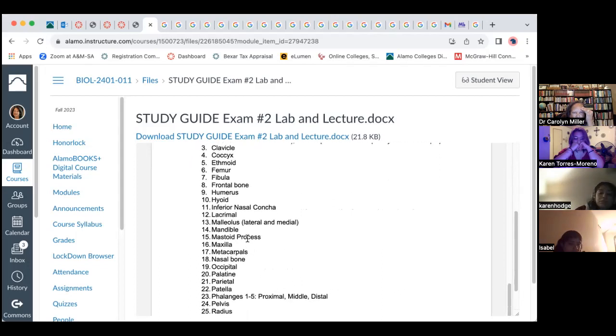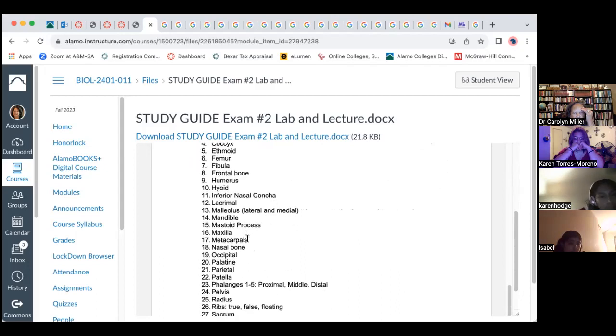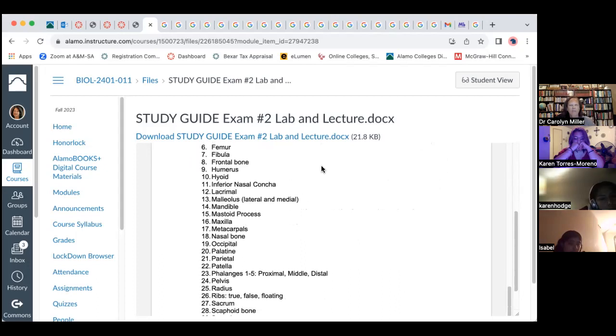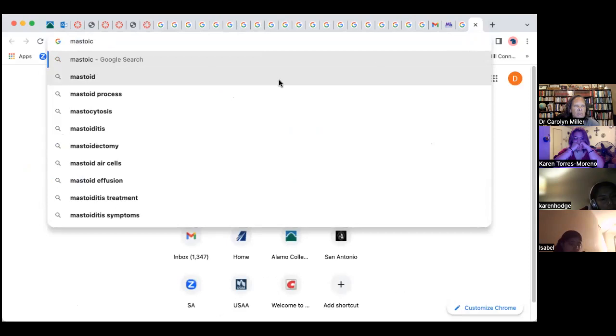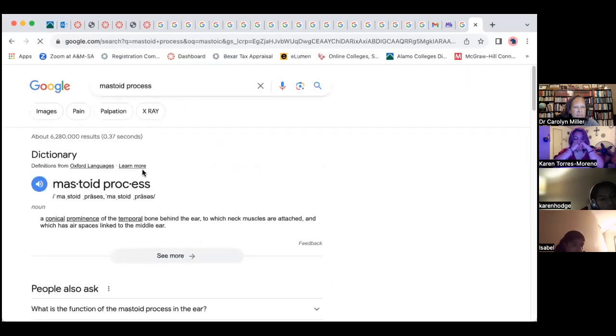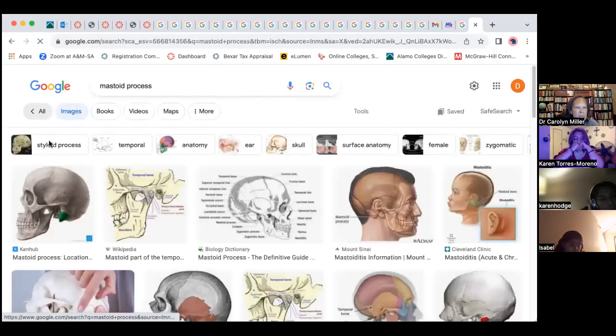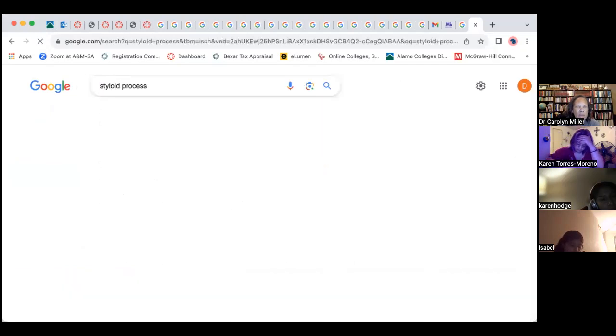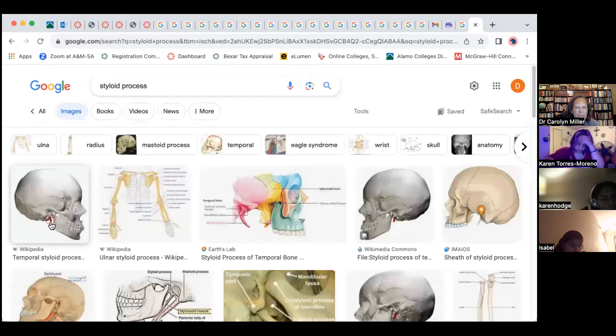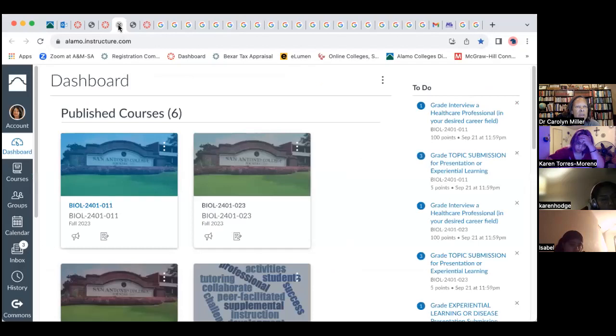Don't forget the mastoid process and the styloid process. So the mastoid process. Green, that's perfect. Mastoid process. Styloid process. Red, that one's good. And then I forgot what other one I was going to show you.